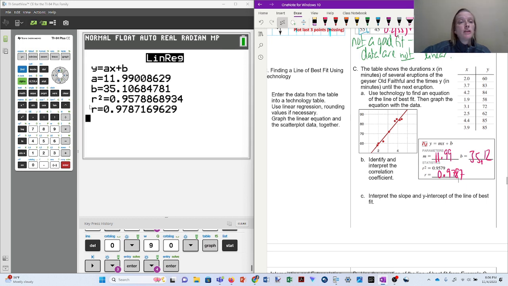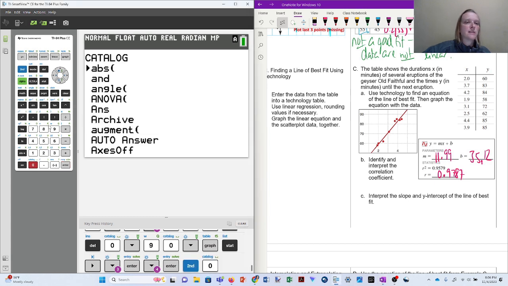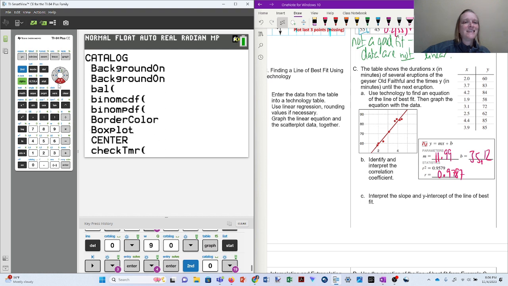I should mention that if you don't see an r value here, there's probably a particular feature of your calculator that's not turned on. So let me show you how to turn that on. If you access the catalog, which is the blue feature above the 0 button, I access it by doing second and then 0. So that gives us the catalog. And then you scroll down until you get to the D section.